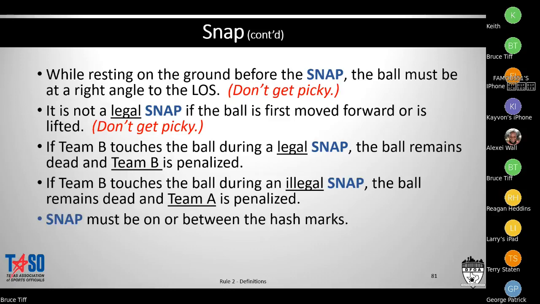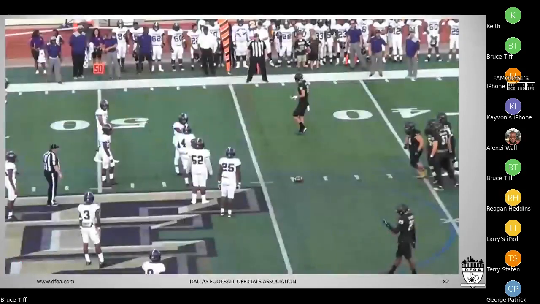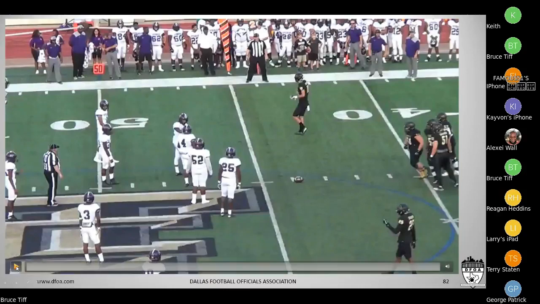Snap must be on or between the hash marks. So we have a ball between the hash marks. Yep, let me see if I can get here, we go.